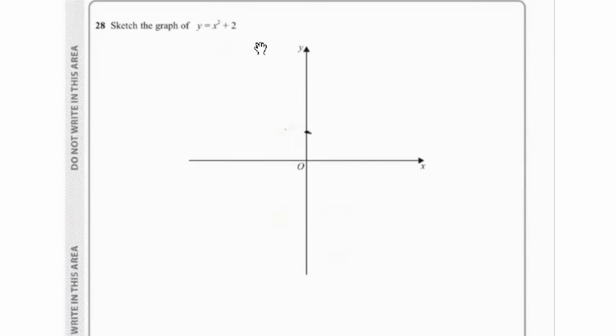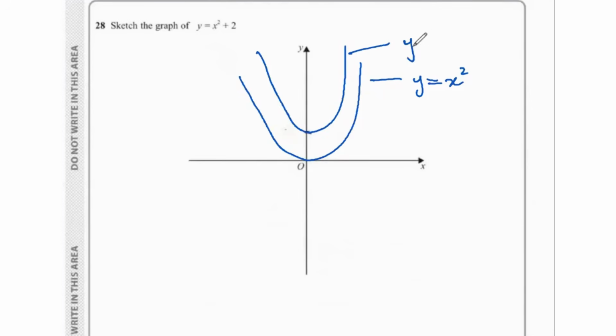Then sketch the graph of y equals x squared plus 2. You need to remember that y equals x squared is this. This is your graph. So if something is directly being added to y, like x squared plus 2, that means the graph is shifting 2 units up. We're adding 2 to y. So if we shift 2 units up, it's going to be like this. So this is y equals x squared plus 2.